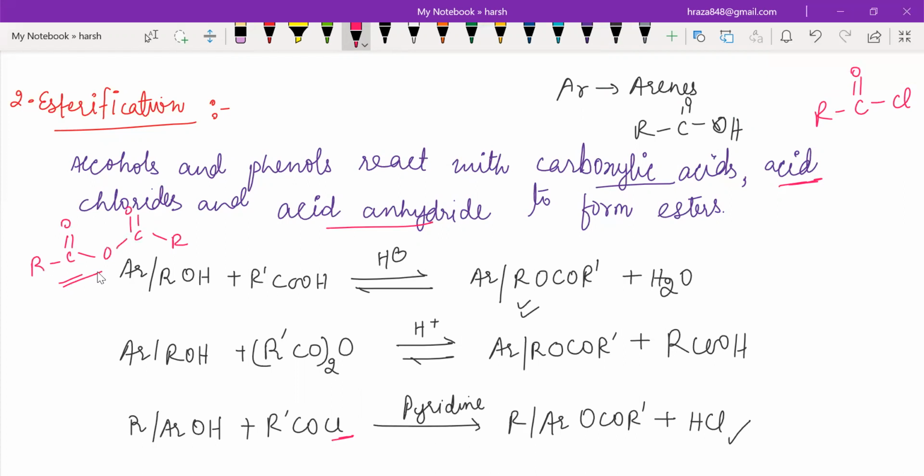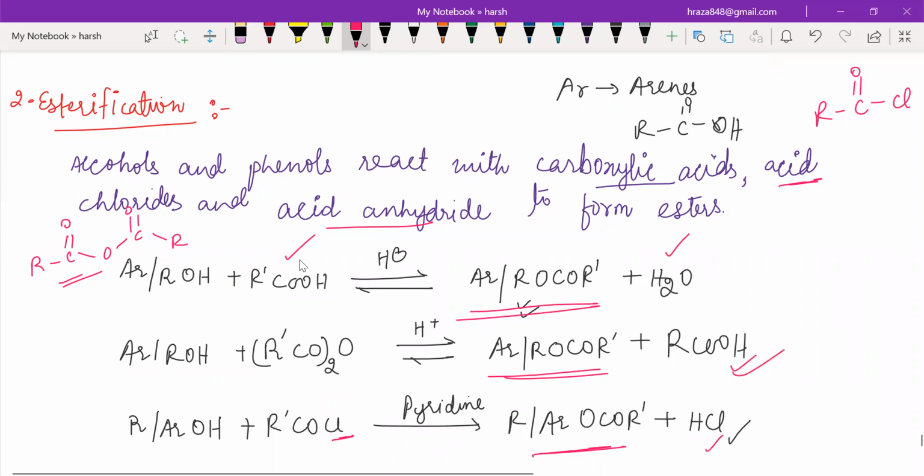So whenever they react with each other, alcohol or phenol, it will give you ester. With carboxylic acid, there will be a byproduct H2O. If you react with acid anhydride, you will get a byproduct as carboxylic acid, and with acid chloride, hydrogen chloride. Please write it.